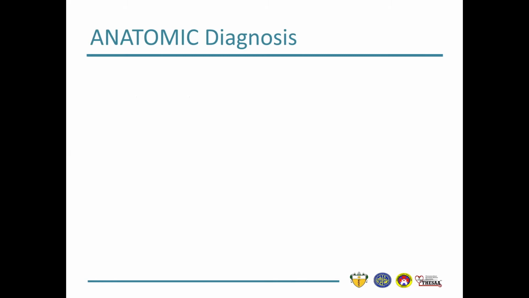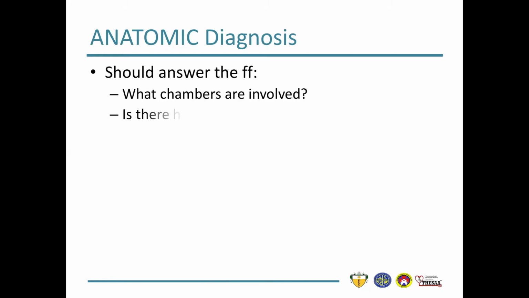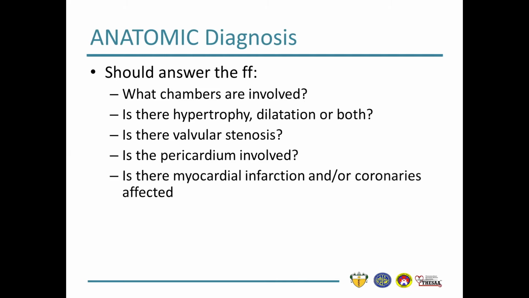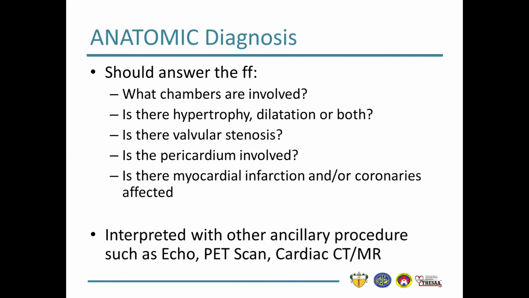Anatomic diagnosis should answer the following question: what chambers are involved? Is there hypertrophy, dilatation, or both? Is there valvular stenosis? Is the pericardium involved? Is there myocardial infarction and or coronaries affected? And it is always interpreted with other ancillary procedures such as echocardiogram, PET scan, cardiac CT, and MRI.